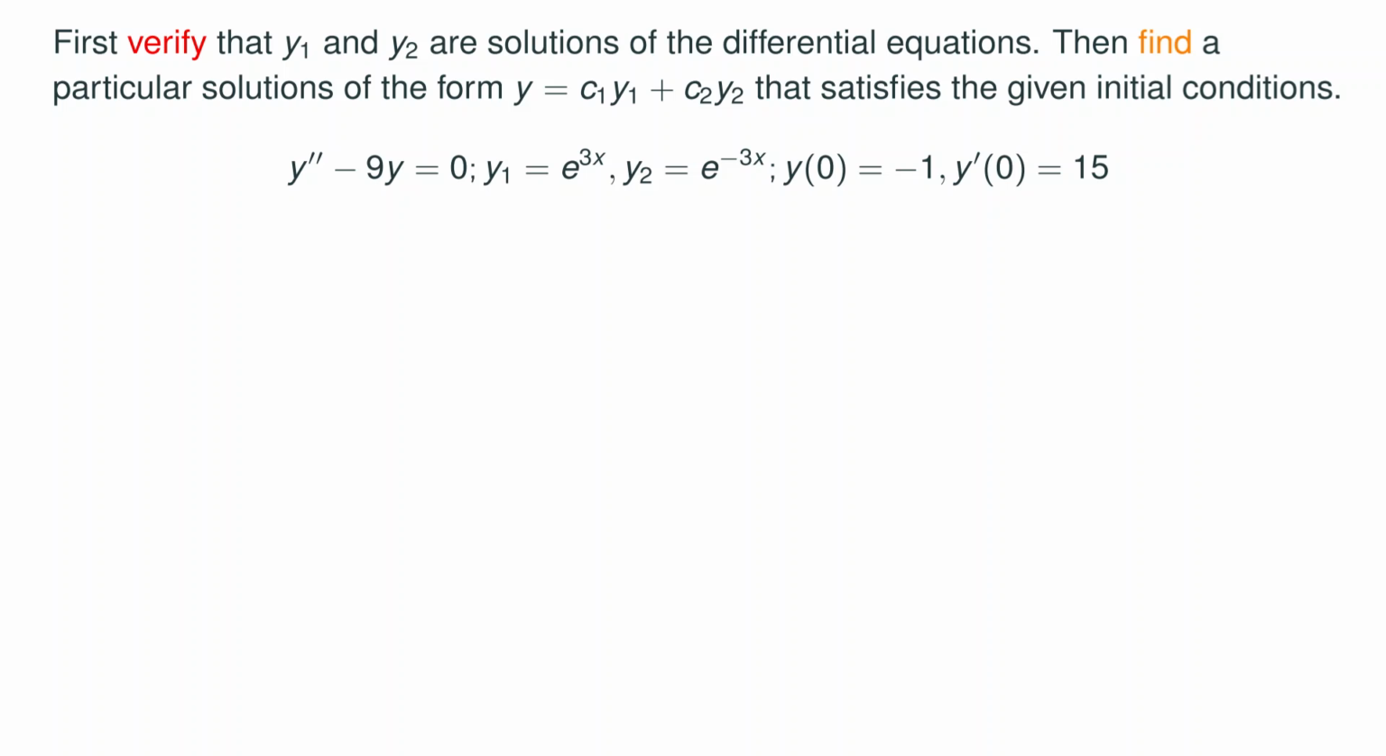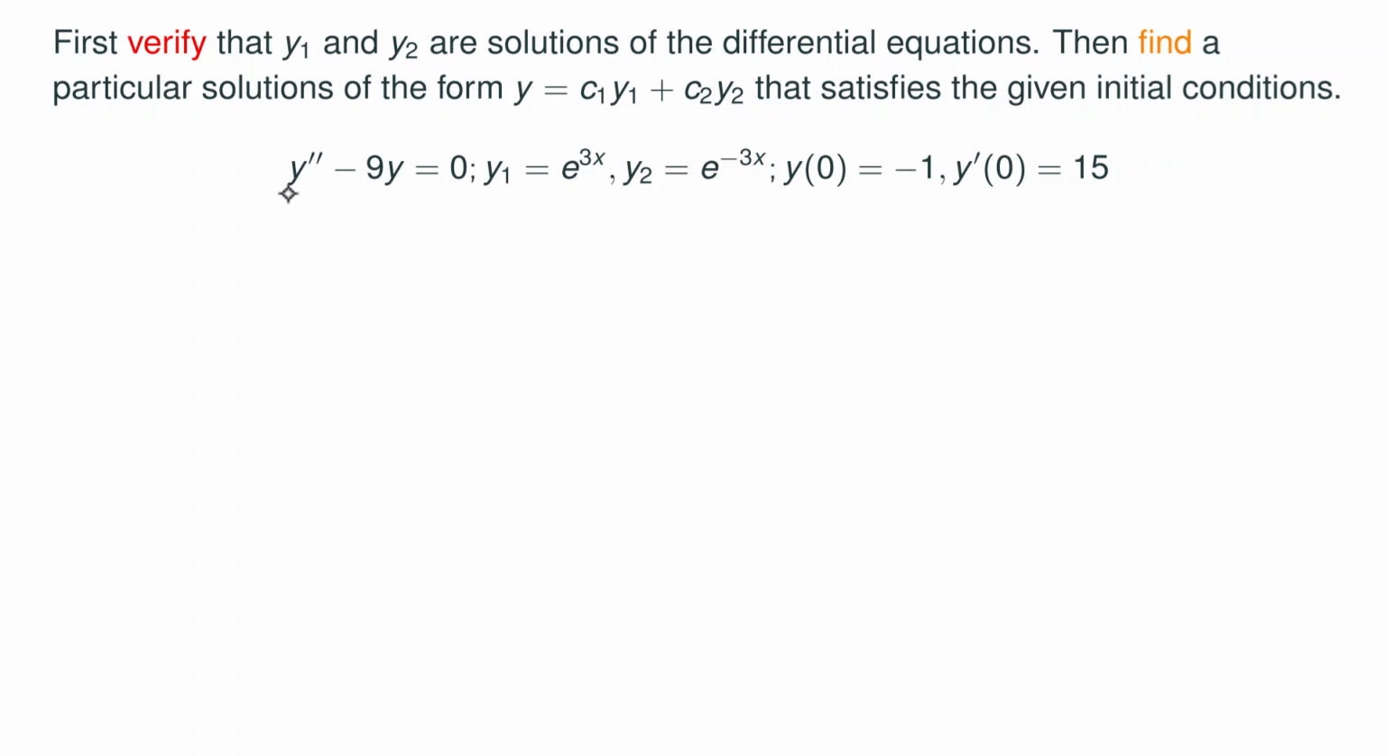Now in this problem, we have been given two solutions to the differential equation, y1 and y2. We're asked to verify that they are solutions and then find particular solutions of this form, where we have our first term y1 times some constant plus our second y2 times another constant, such that it satisfies these initial conditions. Before we get to this, let's just verify y1 and y2 are solutions.